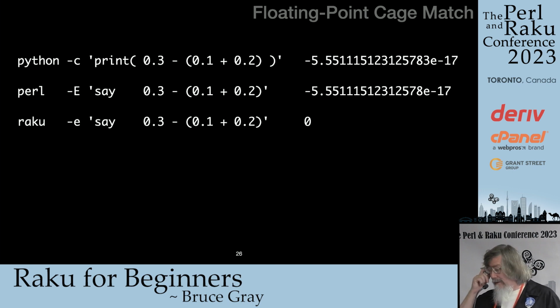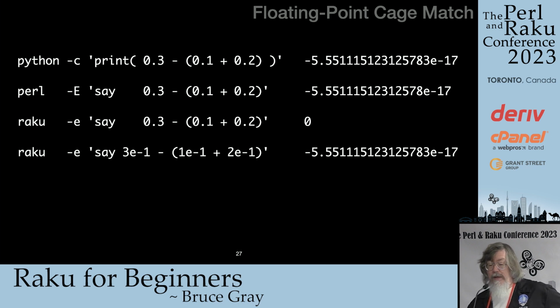Raku gets it right because 0.3 is not floating point. It's a rat. It's 3/10. So 3/10 minus 1/10 plus 2/10 is going to exactly be zero. No need for approximations. If we force Raku to use floating point, it gives you the exact same number. But if you don't force it to use floating point, which you shouldn't, then a whole class of business problems and programming worries just vanish. Ovid did a whole talk on just that, just the impact of that, because of this excellent design.